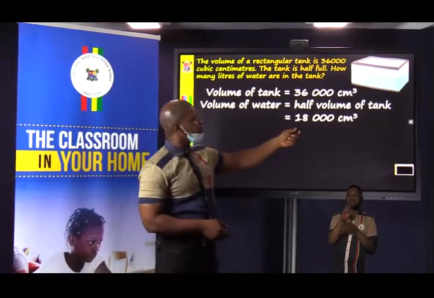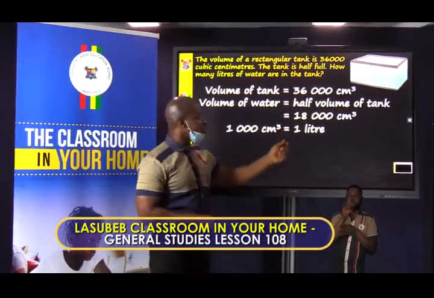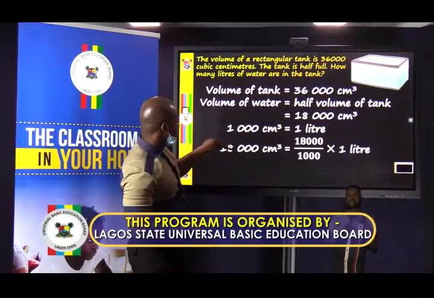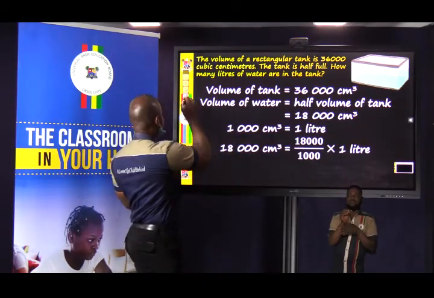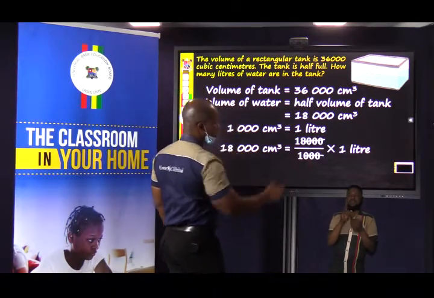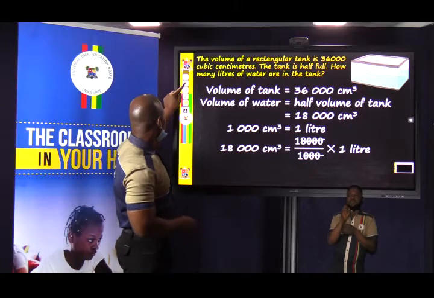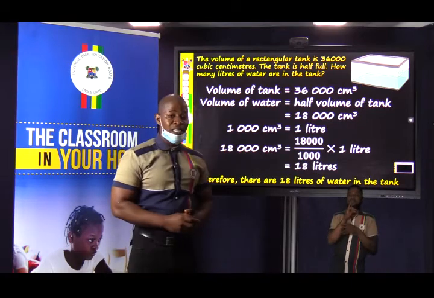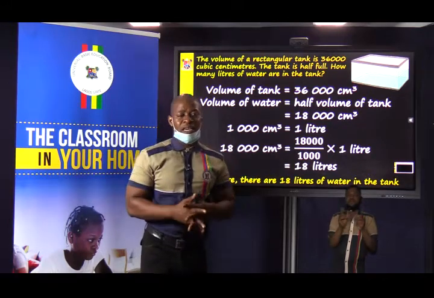Now, we have to give our answer in liters. So, we know that 1,000 centimeter cubes is 1 liter. So, 18,000 centimeter cubes will be 18,000 divided by 1,000, because in this ratio, we put the bigger one on top since we are increasing. The 3 zeros will cancel, and we have 18 over 1, which is 18. 18 times 1 liter, of course, is 18 liters. So the capacity of the water in the tank is 18 liters.